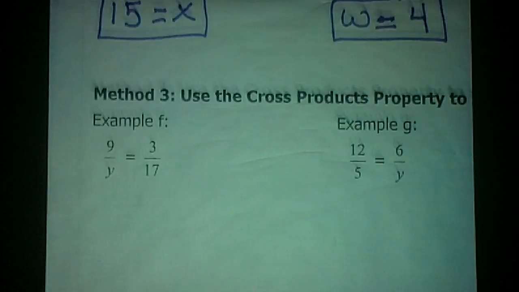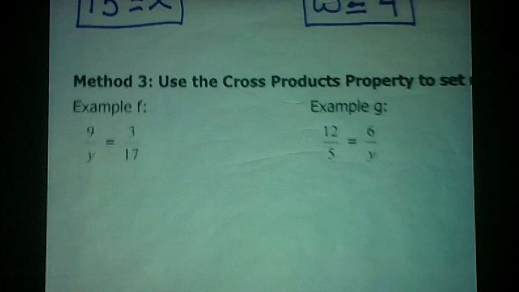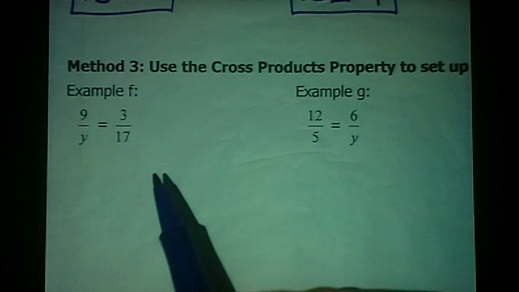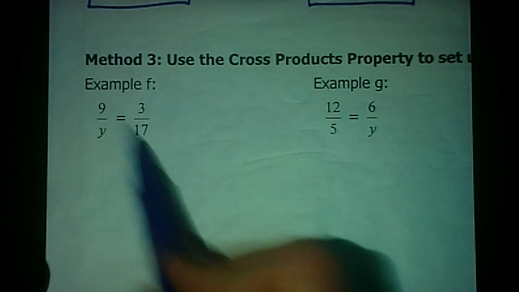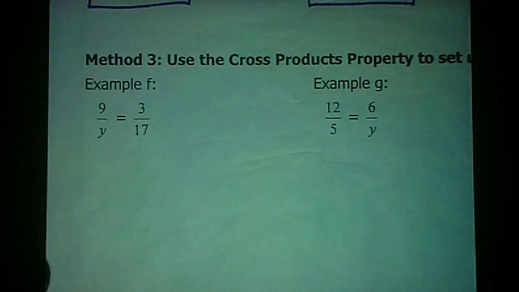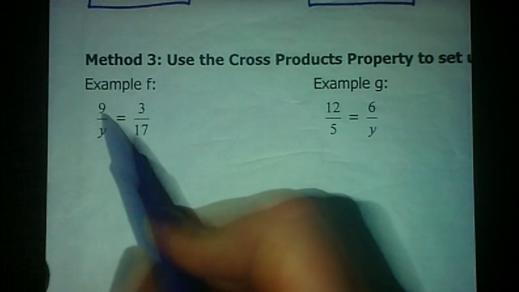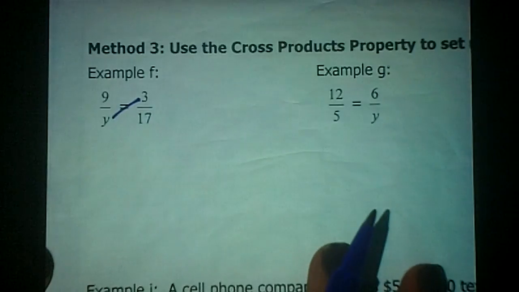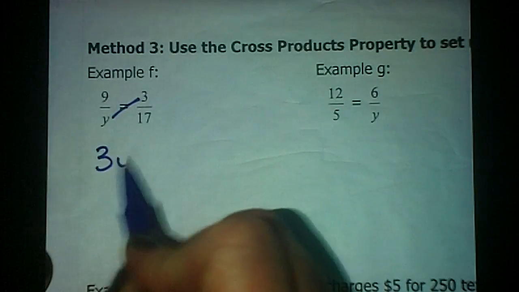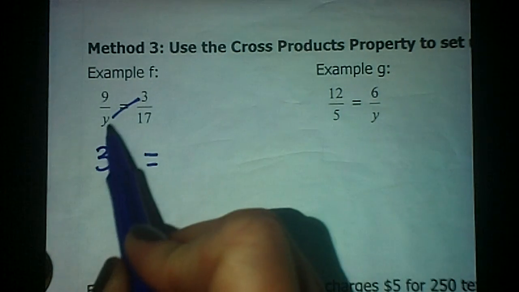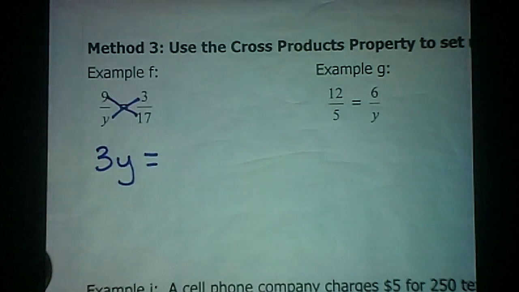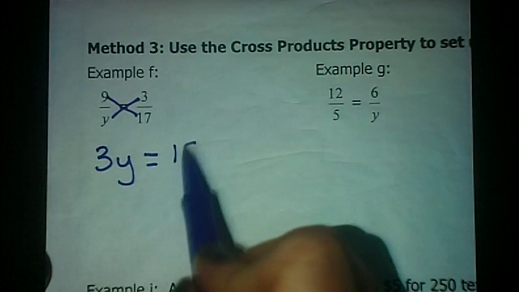All right. This method is my favorite. They're using the cross products property to set up an equation. You'll remember from the other day that if two fractions are truly equivalent, then their cross products will be equal. That means you can multiply diagonally and those products will be equal. So that means if I take 9 times 17, it will be equal to 3 times y. I need to always have my variable on the left side. It doesn't matter, but I'm kind of quirky like that. So y times 3 would be written as 3y. Then you need to calculate 9 times 17, which is 153.